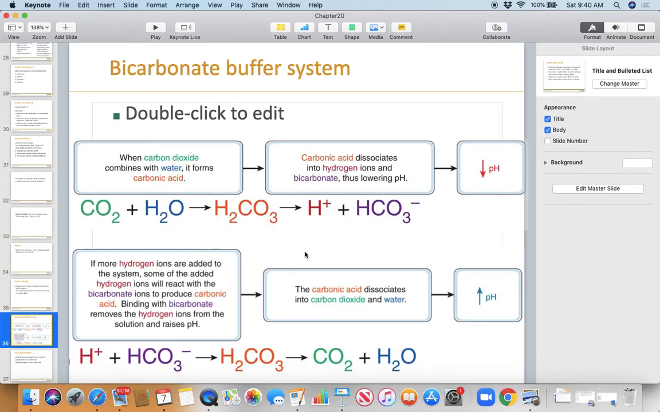This is a reversible reaction, so depending on what's going on in the body, it can go either way. And that's the main extracellular buffer system. The main intracellular buffer system is potassium and the protein buffer system, and they work in a similar way.